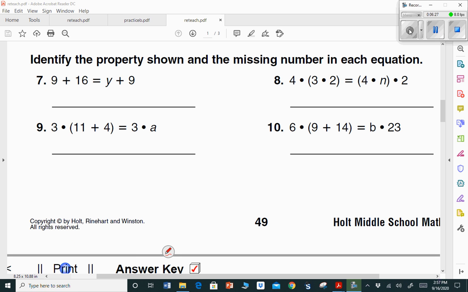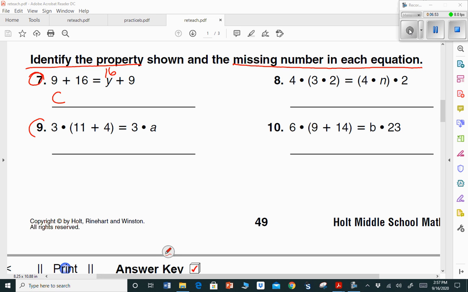Okay, here they want you to identify the property shown and figure out what number goes in the place of the letter, okay? So here, can you see that it's 9 plus 16 equals 16 plus 9? All they did was move the numbers around with addition, and that's called the commutative property.